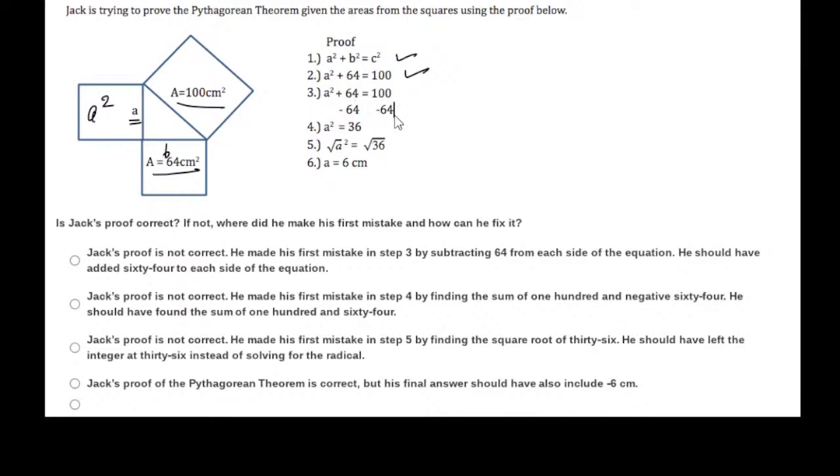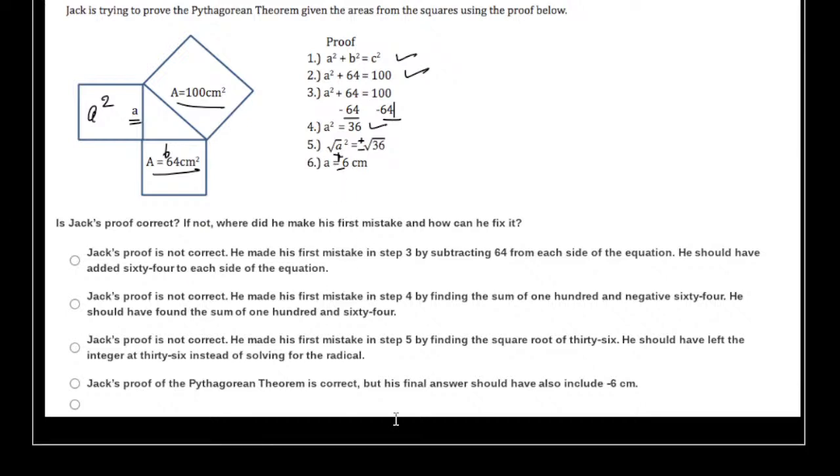What we are doing? We are subtracting 64 from both the sides. So I get a square equal to 36. Okay, that is correct. And a square is 36, so we will take the square root. The square root is plus or minus root 36, and I will get plus or minus 6. But as we are talking about area, we are talking about side. Side is never negative, so here the side will be plus 6 centimeter.